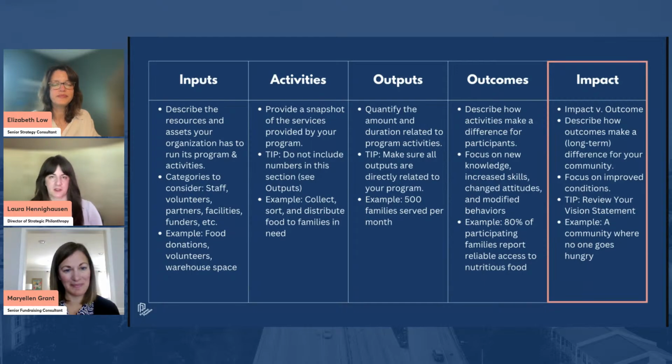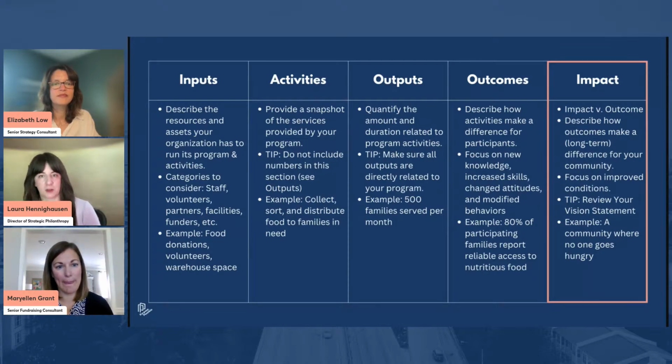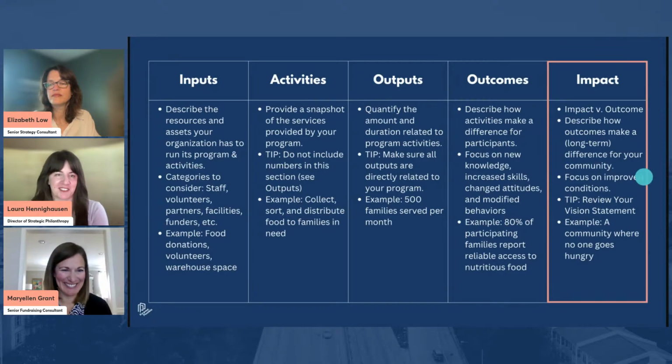So your inputs are the things that you have, your factors, your resources. The activities are what you're doing with those resources. The output is how much you're doing, or how many people you're serving through those activities. The outcomes are what happens as a result of those activities and outputs. And then your impact is the long-term difference that your activities and outputs are creating or making possible for your communities. So I'm sure that's all clear as mud, but we will go through some examples here in a second.